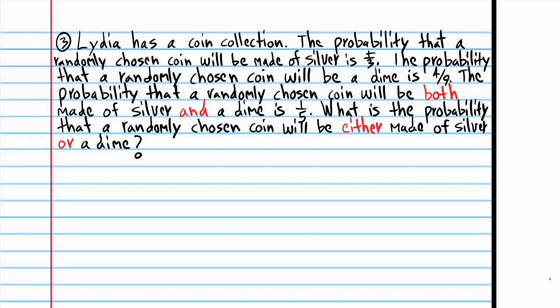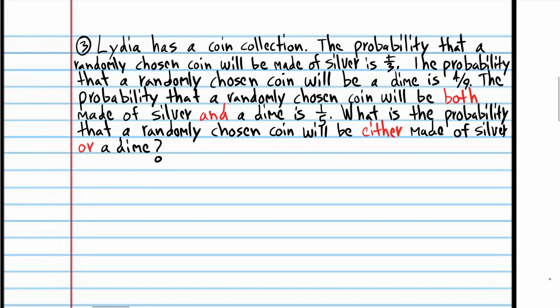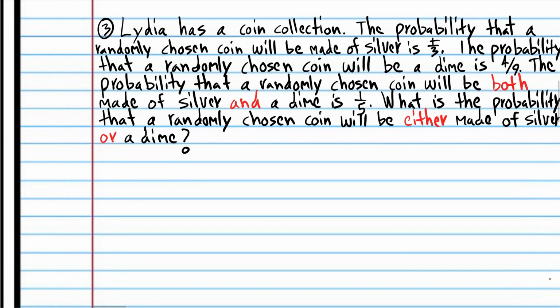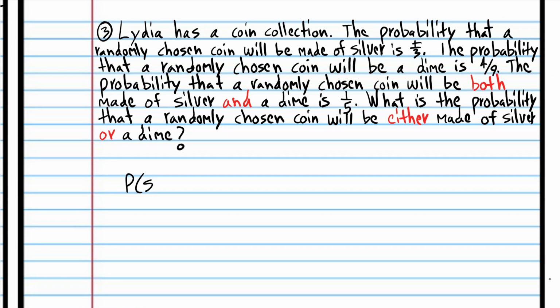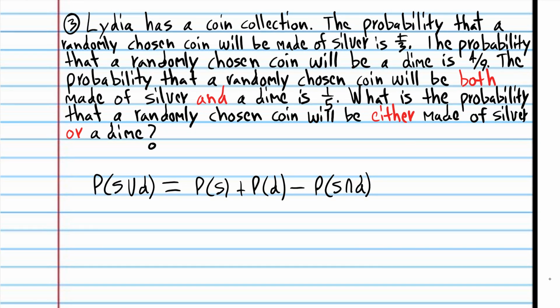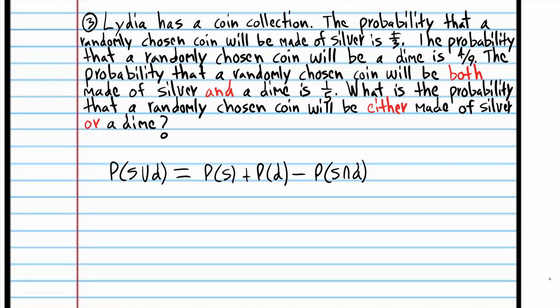Okay, we're back. So we want to know the probability that we'll get either a coin made of silver or the coin will be a dime. And that's equal to the probability that we'll get a silver coin plus the probability that we'll get a dime minus the probability that we'll get both a silver coin and a dime. And the reason is because these are not mutually exclusive events.